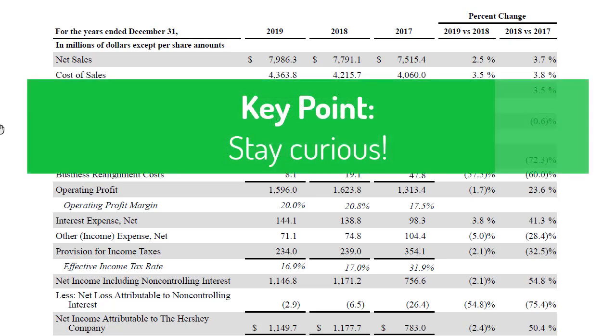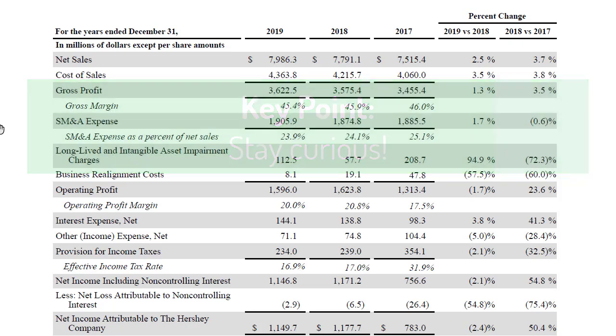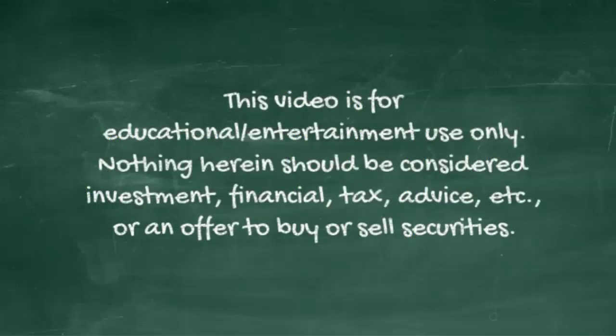So that's it for the income statement. Please let me know if there's anything I missed, if there's anything you think I should cover in the future, any other detail you'd like to see, anything specific to the Hershey company we can dig in and take a look at. But that is the income statement. So that concludes part 2. In future videos, we're going to take a look at the statement of cash flows and the statement of owner's equity.